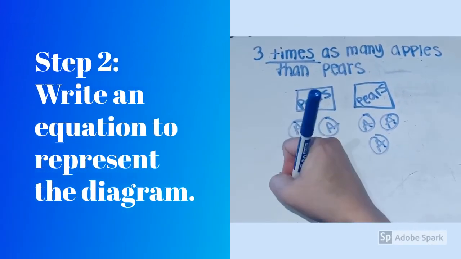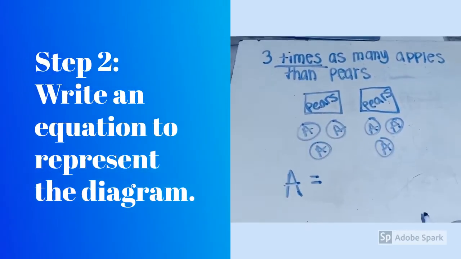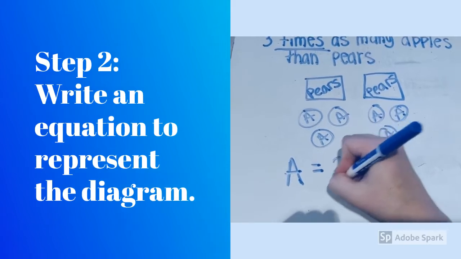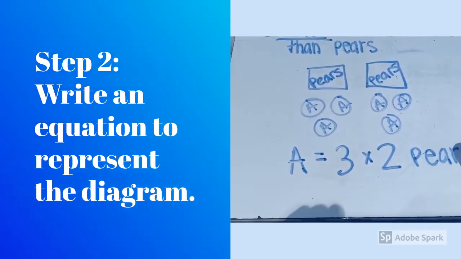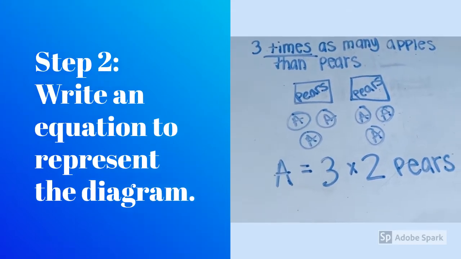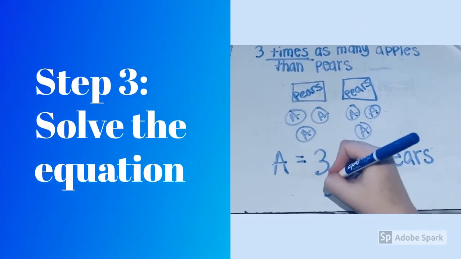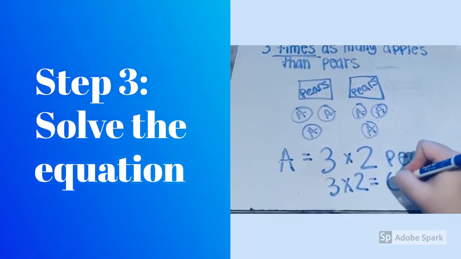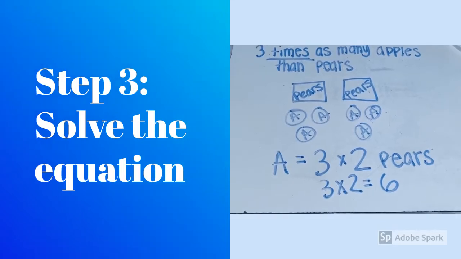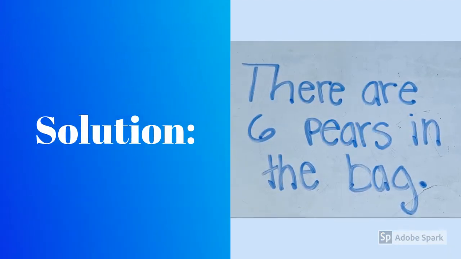Our next step is to write an equation. So I know that I'm looking for the number of apples. I'm going to use A as my unknown. I know that it's 3 times as many as pears, and I have 2 pears. So I will have A equals 3 times 2 pears. Now I will solve the problem to figure out how many apples I have. 3 times 2 equals 6. There are 6 apples in the bag.